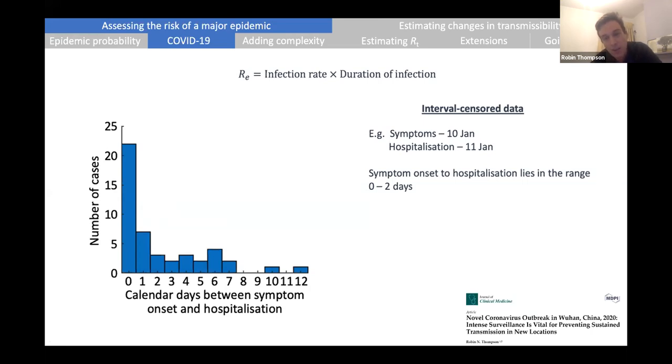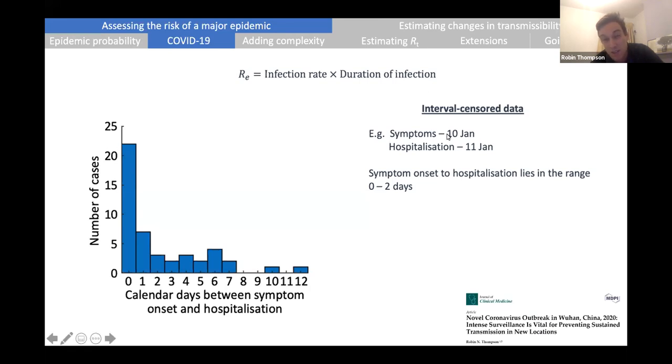And specifically what was there was interval censored data. So what we know for this single patient here is that this single patient developed symptoms on the 10th of January. That's when they said they first experienced symptoms. And then they were hospitalized on the 11th of January. And of course, we don't know exactly when on those 2 days symptom onset and hospitalization actually occurred. And so that means that the symptom onset to hospitalization period for that specific patient lies somewhere in the range of 0 to 2 days.